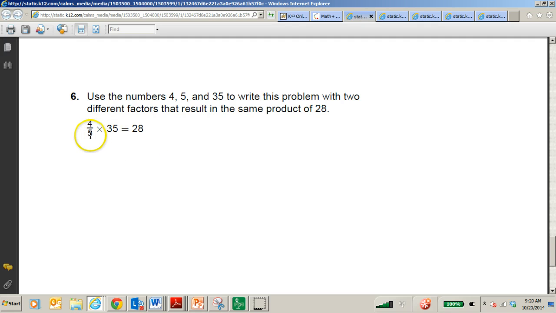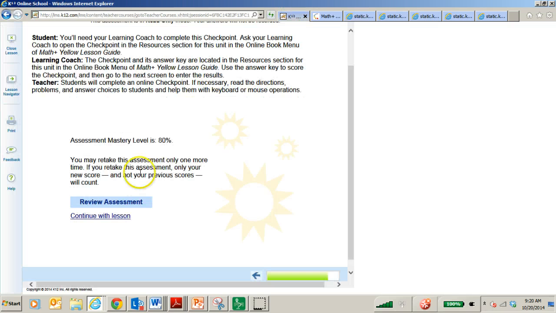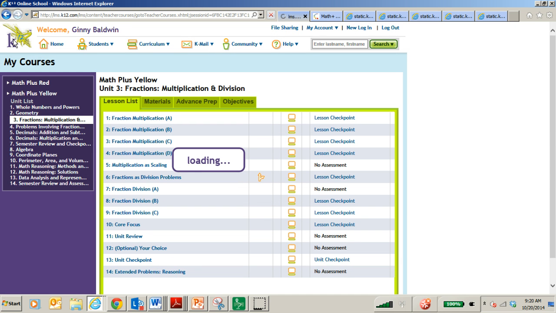Just remember, you can't turn a denominator into a numerator and just change the value of the number, because when you change the numerator and the denominator, it means a totally different thing. So once you finish the assessment, your lesson can be marked complete. And then next we'll move into fraction lesson B.